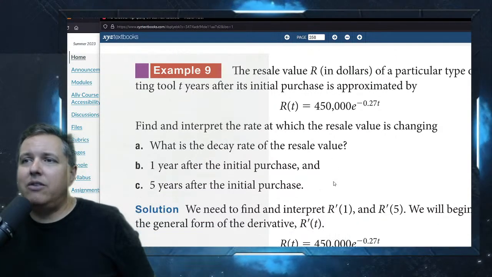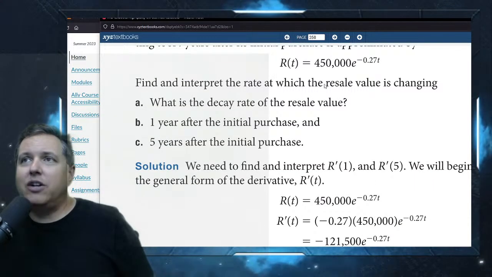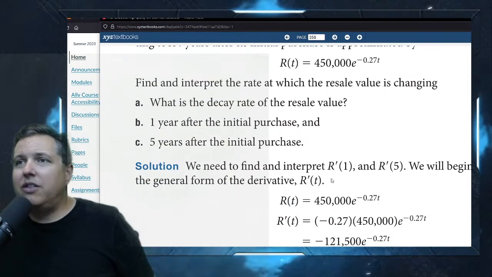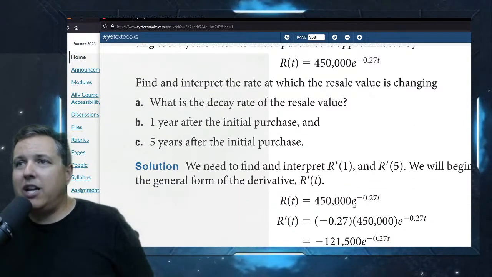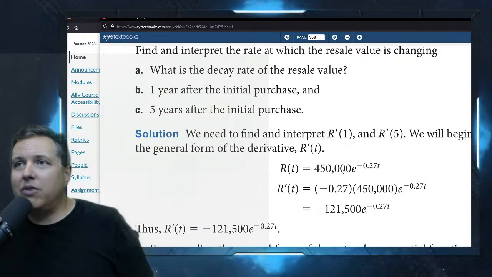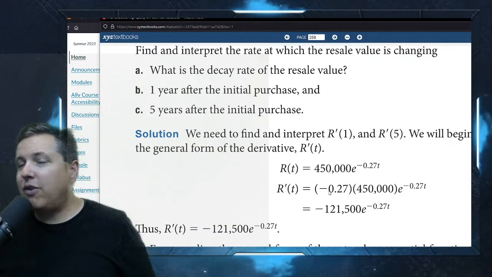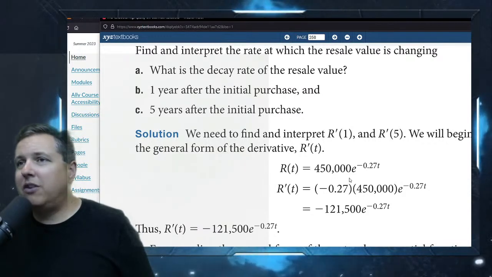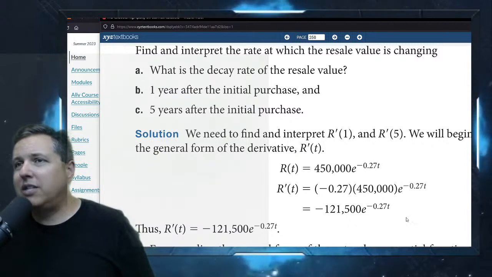So what is the decay rate? Well, that's just our derivative. If the function is telling us the resale value, then the derivative would give us the rate of change of that resale value. So you can see in this case they're giving us an exponential function, and how easy it is to take that derivative. We've got our original function here, 450,000 e to the negative 0.27 t, and then the negative 0.27 in front, that's the chain rule piece coming in there. So then you would just multiply negative 0.27 times 450,000 to get this.